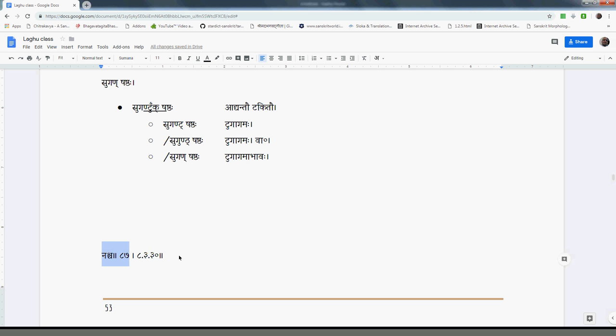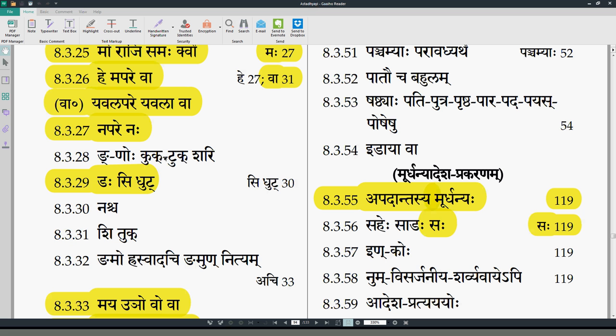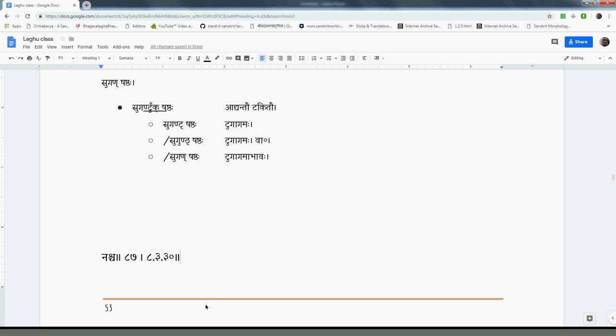Next sutra says nascha, a small sutra. Let's look at the Ashtadhyayi to see what it says. 8.3.30 nascha. The Ashtadhyayi says nascha. We saw noho kuktuk shari, and now nascha. Nascha kim bhavati? Si and dhut go here. So nascha si pare dhudagama bhavati. These anuvrittis, and you also have vaa going till 31, so va is also there. Vibhashaya. Optionally, nakarasya si pare dhudagama bhavati. That is the artha of the sutra.